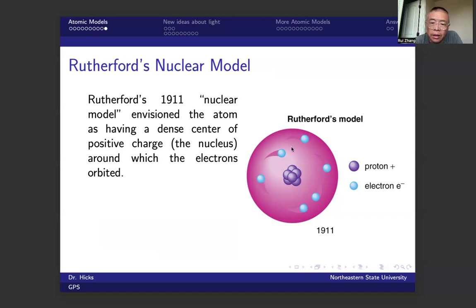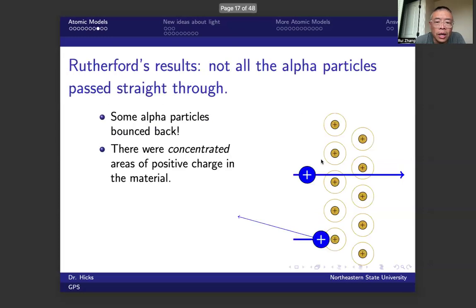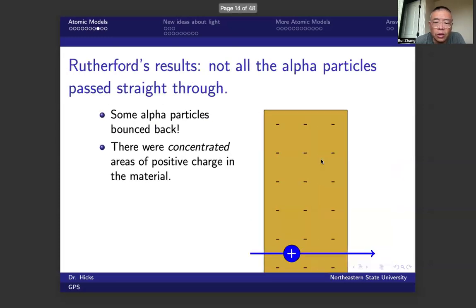This is the sun, and this is a bunch of planets. This is probably the model that a lot of you have in mind from your high school science class. A lot of people still use this model. It's a very convenient model to have, and to a large extent, it's correct. So how did Rutherford get this new model?